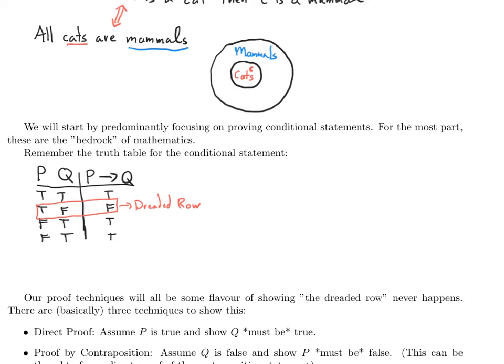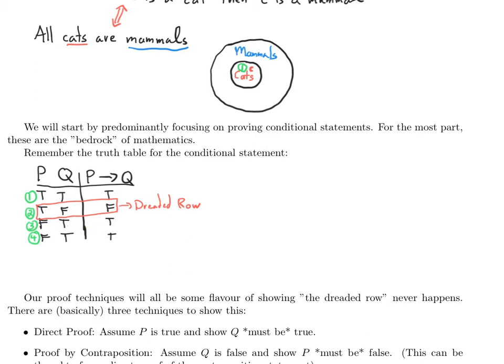Let me label the rows in green here. So we'll call this row 1, row 2, row 3, and row 4. So row 1 is when P is true and Q is true. So in the diagram, it's when something is a cat and is a mammal. So the place in the diagram where row 1 exists is here. Something that is a cat and is a mammal lives here.